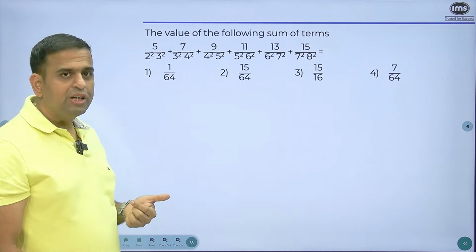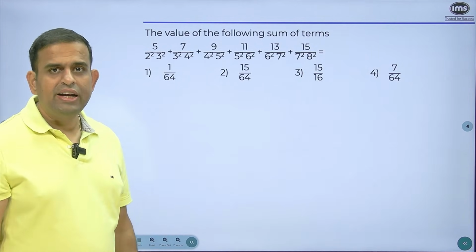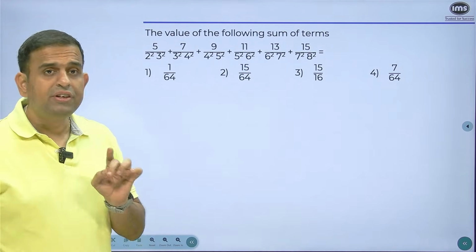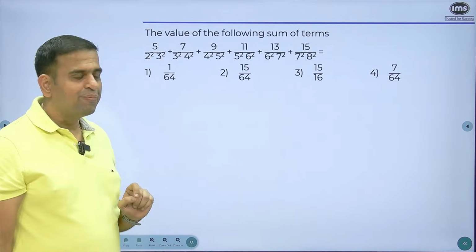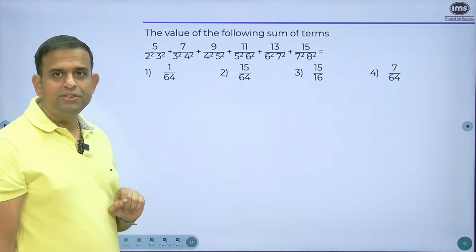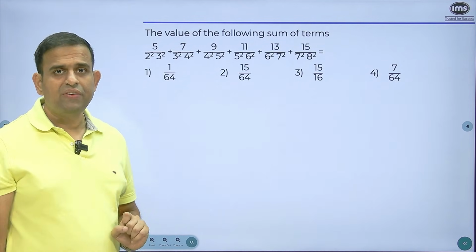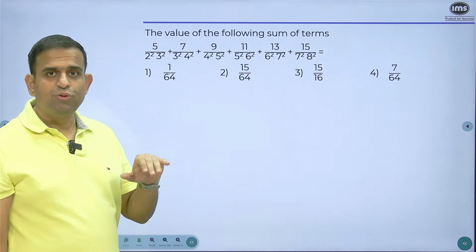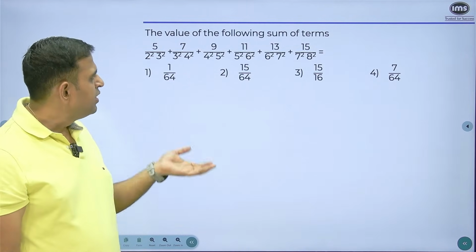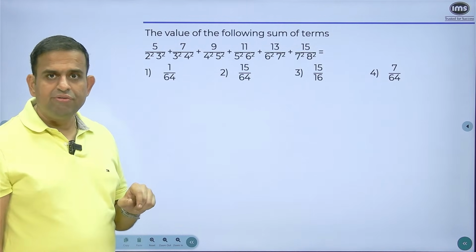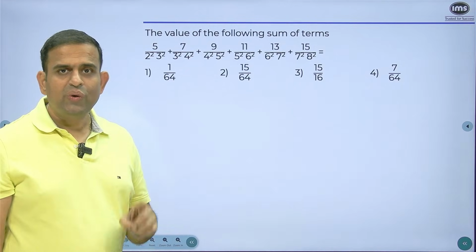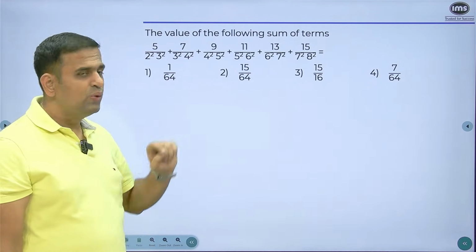The number 2 square is 4, 3 square is 9, and 9 and 4 differ by the number 5. Likewise, 3 square is 9, 4 square is 16. The difference between them happens to be 7. So this 7 I can write as 4 square minus 3 square. Similarly, 5 square is 25, 4 square is 16, 25 minus 16 becomes equal to 9.